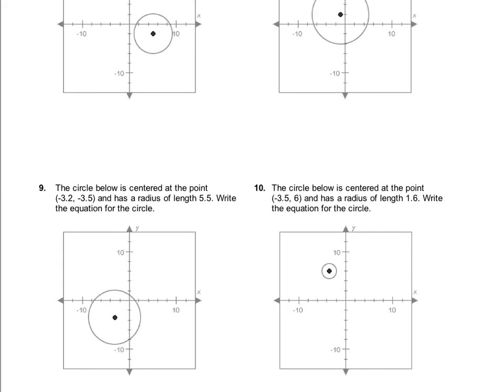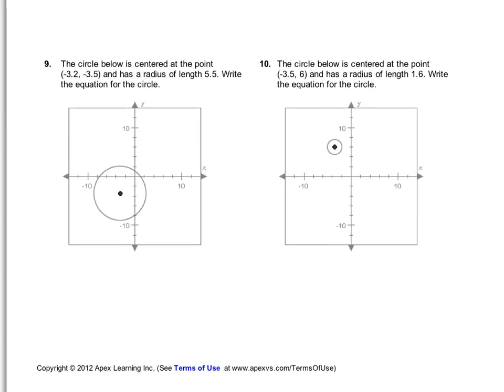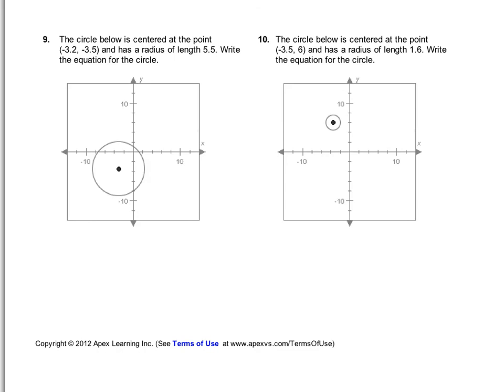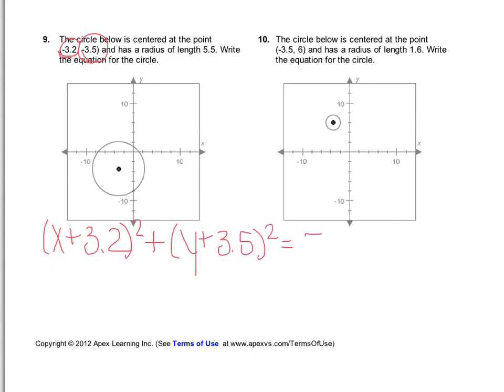And number 9, the circle below is centered at the point negative 3.2, negative 3.5, and has a radius of 5.5. Write the equation for the circle. So my formula is x minus negative 3.2, so x plus 3.2 squared, plus y, and then the opposite of negative 3.5, so positive 3.5 squared, equals my radius squared, which is 5.5 squared. And this time I'm just going to leave it as 5.5 squared because 5.5 squared is going to give us another decimal.